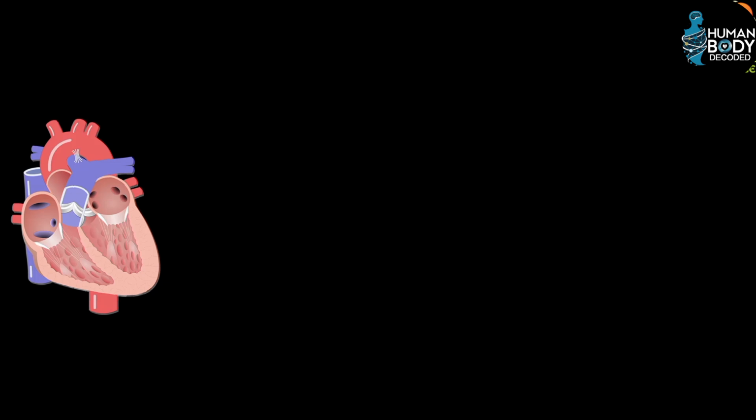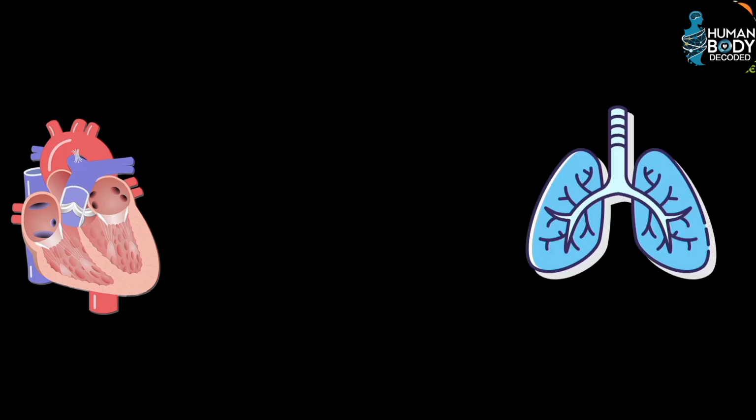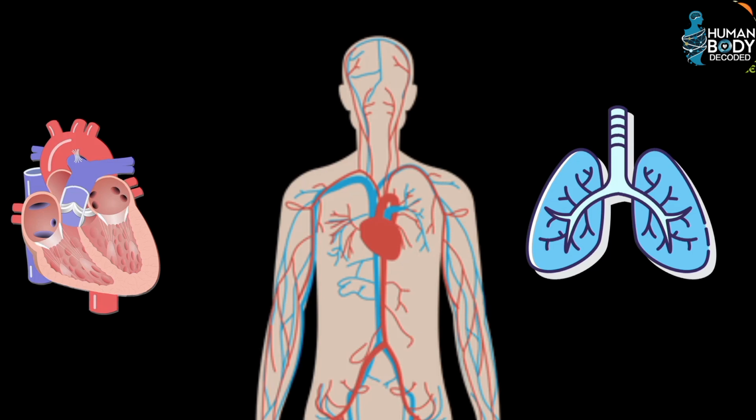Let's understand systemic circulation and pulmonary circulation through an illustration. You can see the figure in front of you, which shows the human heart, lungs, and the human body. First, let me explain systemic circulation. The oxygenated blood from the heart travels to the entire body. The body uses oxygen and other nutrients from this blood, and then this blood becomes deoxygenated, and this deoxygenated blood comes back to the heart. This is known as systemic circulation.